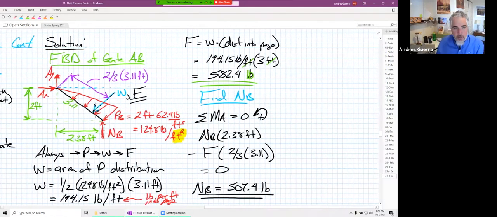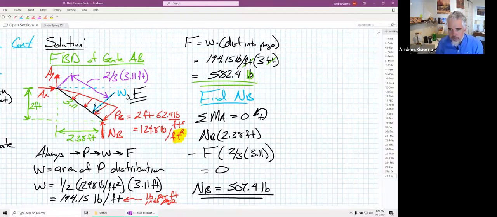The other thing I want to point out is look how much of the total force acting on the gate, 582 pounds, went down into the dam. The normal force at B is 507 pounds. That's the reaction from the crest onto the gate. But what about the gate onto the dam? It's the same amount. It's 507 pounds.